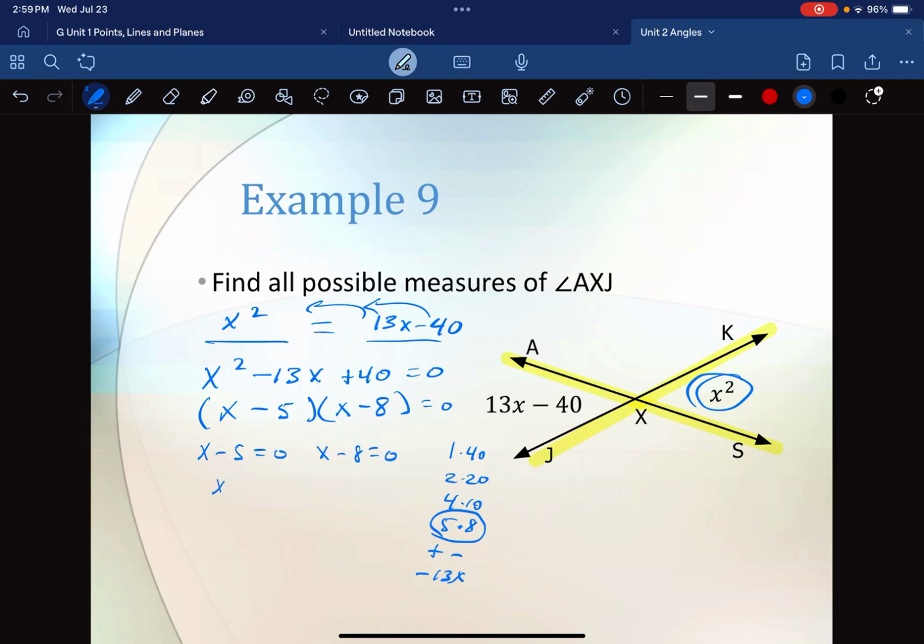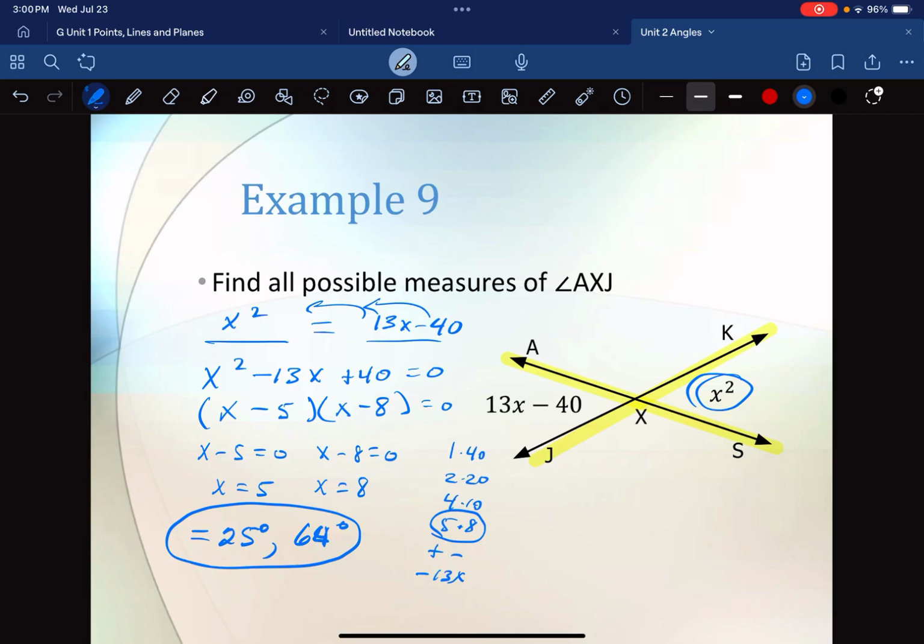So you add 5 and you get positive 5 for x. You add 8, you get positive 8. So either 5 or 8 is the correct answer. So what that means is all possible measures of AXJ, well, they're going to be the same as KXS, right? Because they're vertical. It doesn't matter whether I plug the values into the 13x minus 40 if I simply square them. So 5 squared is 25 is one possible angle measure. And then 8 squared is 64, and that's the other possible angle measure. So those are the only 2 possibilities for the pair of angles here.